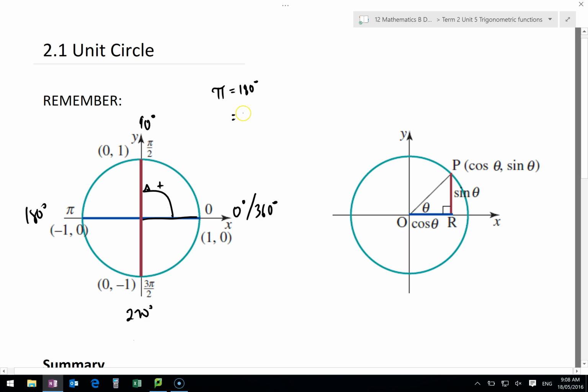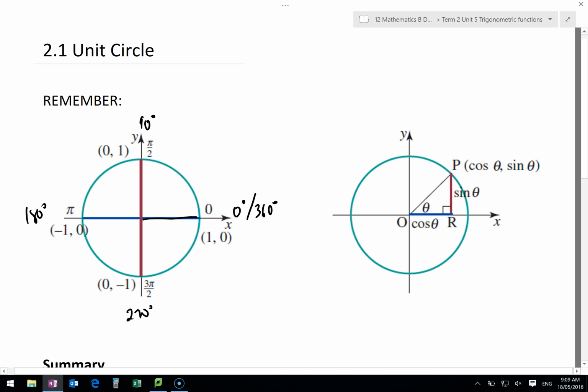If I'm after 30 degrees, I'll think, okay, that's 180 divided by 6, so it'll be pi on 6 radians. If I'm after 60 degrees, it's 180 divided by 3, so pi on 3 radians. You should be familiar with this from last year.